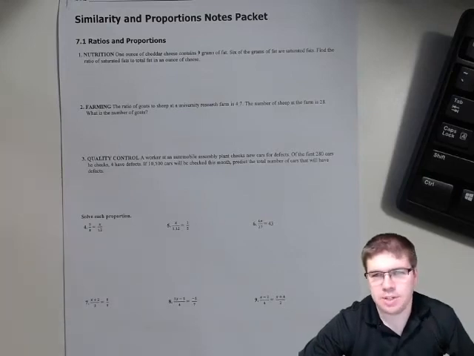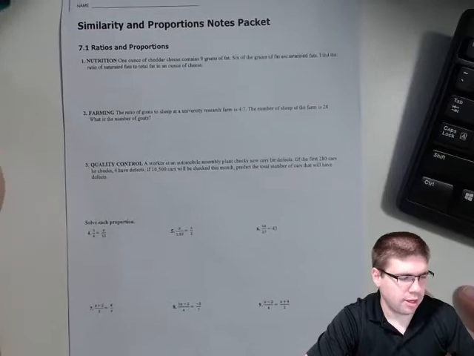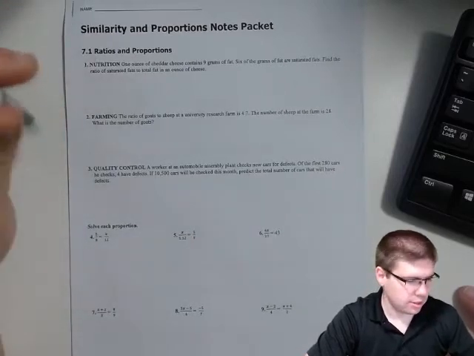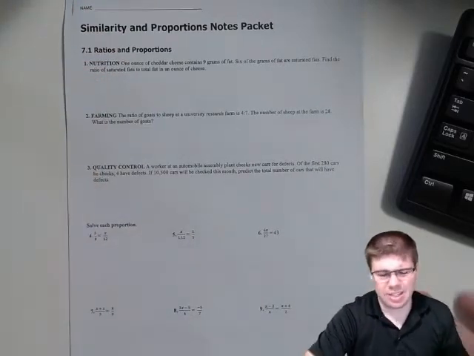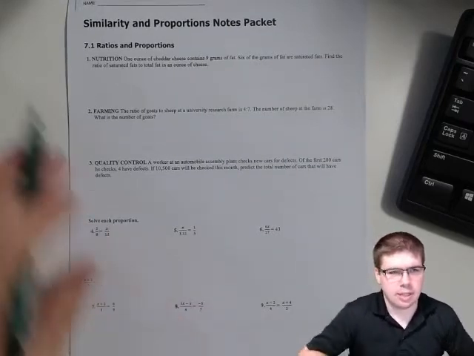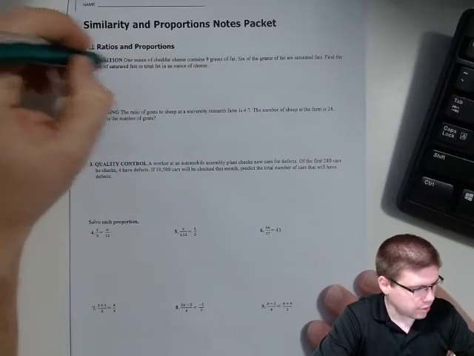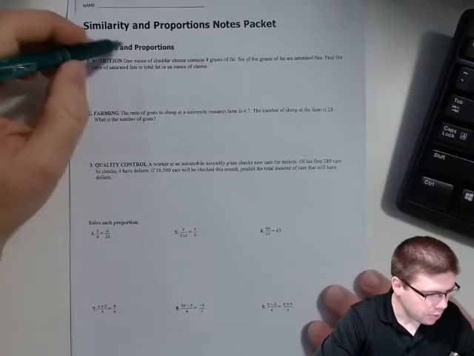Hey, geometry. So today we're going to start chapter 7 with ratios and proportions. So section 7.1. Basically, I'm just going to do this with a bunch of example problems, and then you can practice with that and see how you're doing. So ratios and proportions. First example here: nutrition.